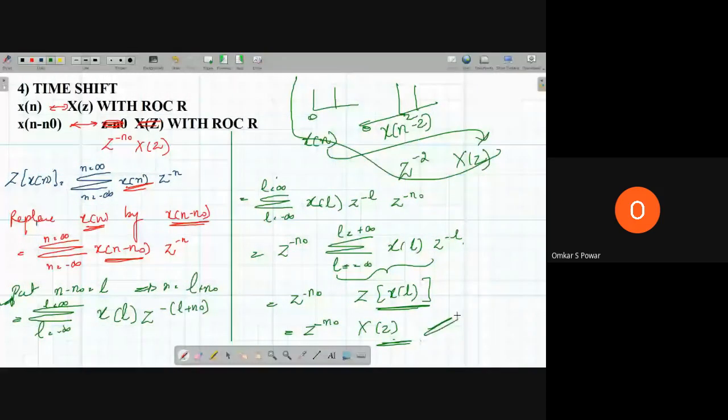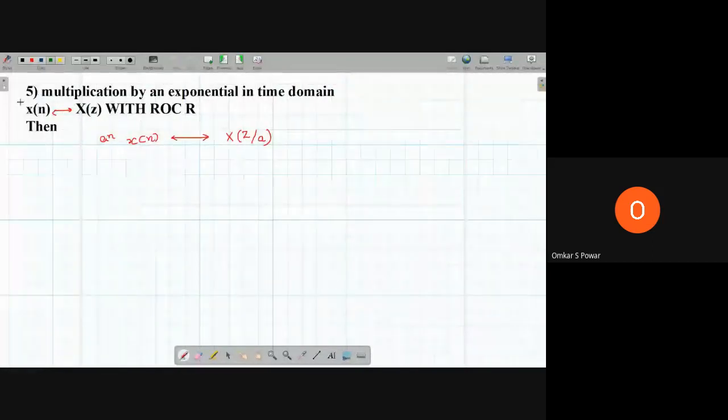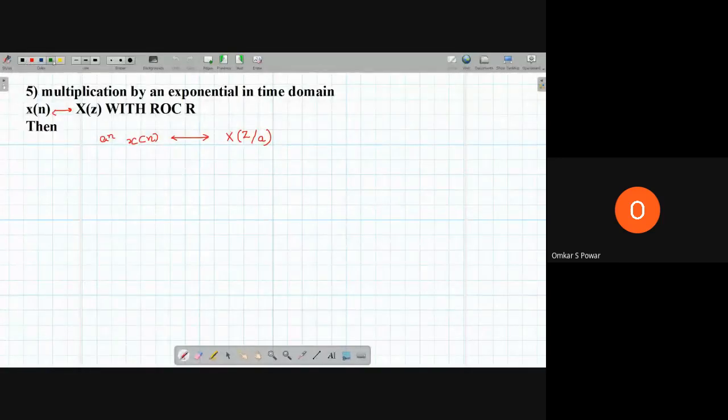Okay. So we have two derivations left again, so let me finish it off. Multiplication by an exponential in the time domain. As the name indicates, you have to multiply with an exponential in the time domain, so a to the power of n times x of n.